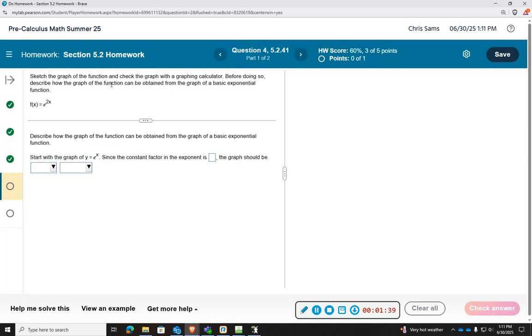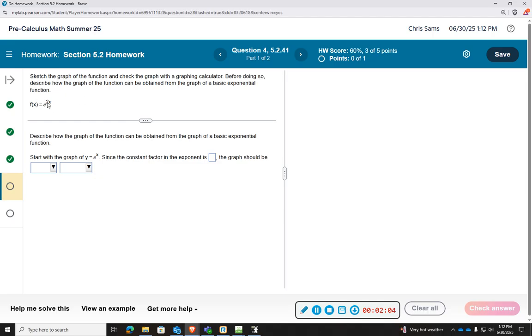Question 4 says we're going to sketch the graph. We can check it with a calculator. We haven't needed it so far. We're going to keep going. We're going to describe how the graph here is going to be different from the basic. So the only thing we have here is this multiple of 2. When you have a multiple in front of the x, it's going to do a horizontal dilation, stretch or compression.